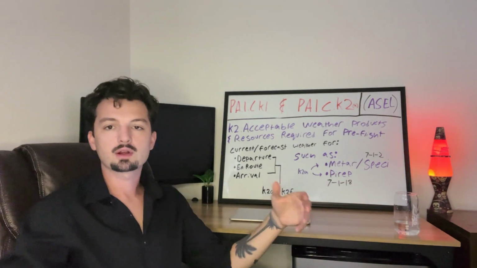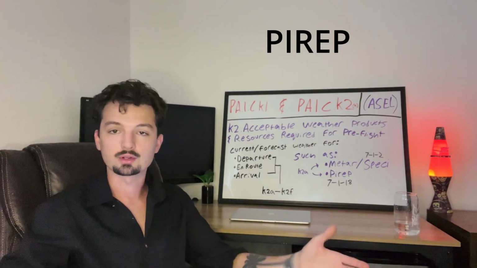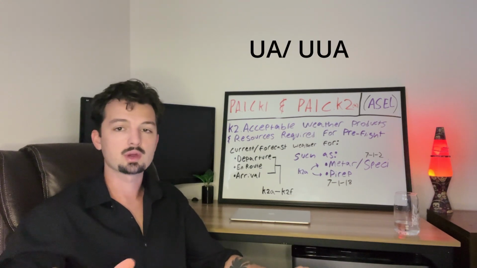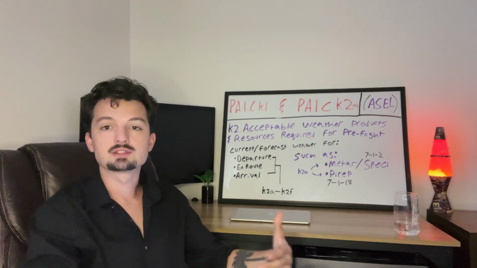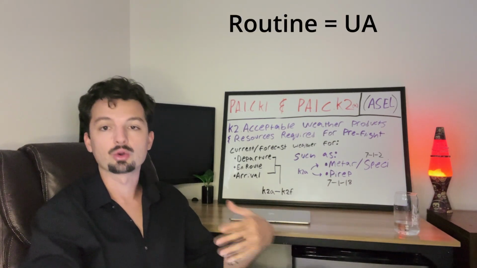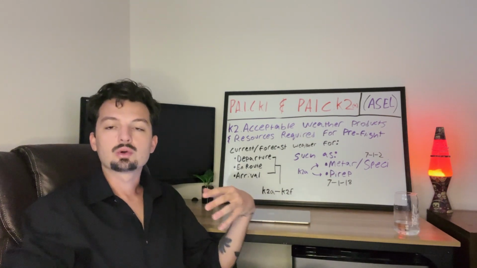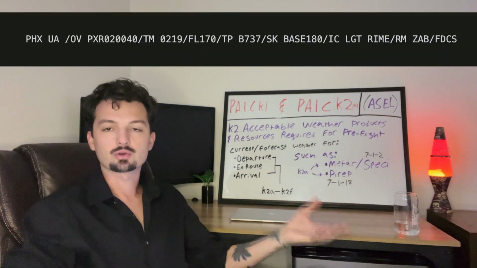All right, and the last part of K2A is our PIREP, or a pilot report. Now, a PIREP comes in two forms. It's going to be either UA or UUA, and the difference between those two is just whether it's routine, UA, or urgent, like an emergency, UUA. PIREPs are also in their own different format. They look similar to METARs, but they're formatted differently.